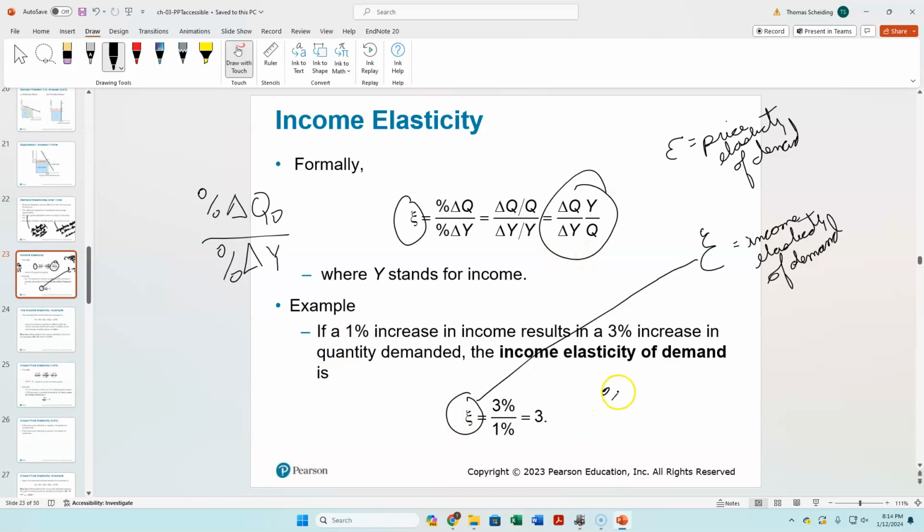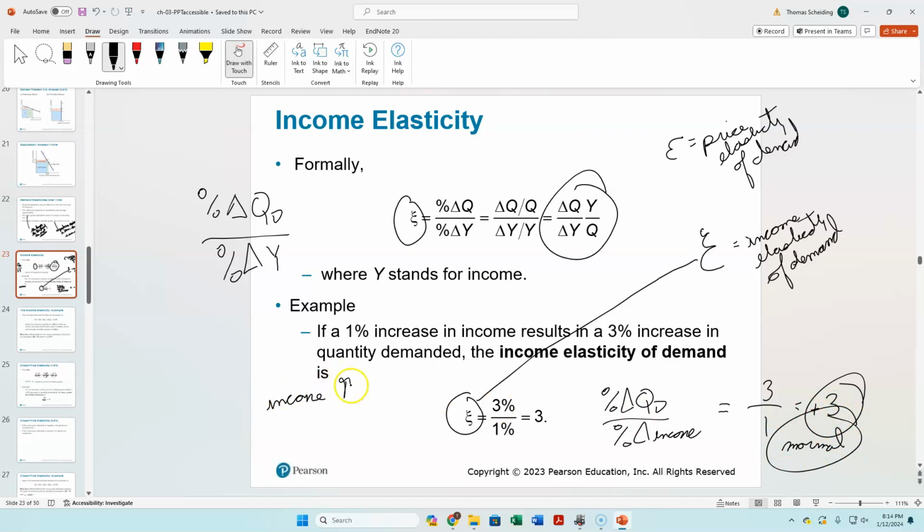And so now we're saying that we've got a percentage change in quantity demanded over percentage change in income. For a 1% change in income, we have a 3% change in the quantity demanded. Now here, it's not the number itself that matters, although it does, but rather the sign of the number that matters. So remember, for price elasticity of demand, it was always negative. But for income elasticity of demand, the fact that this is positive means that it's what we would call a normal good.